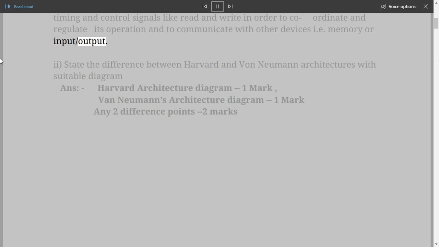2. State the difference between Harvard and Von Neumann architectures with suitable diagram. Answer: Harvard architecture diagram 1 mark, Von Neumann architecture diagram 1 mark. Any 2 difference points, 2 marks.